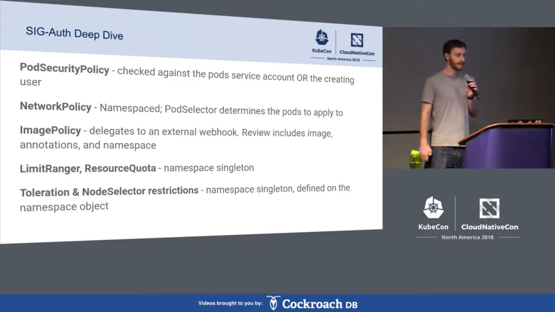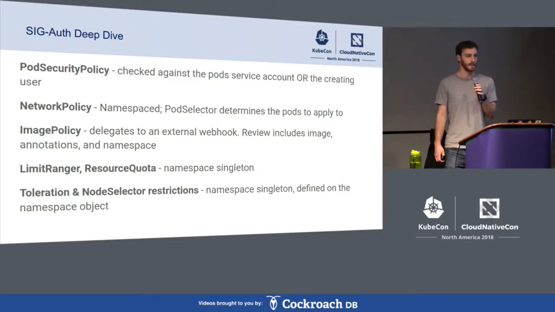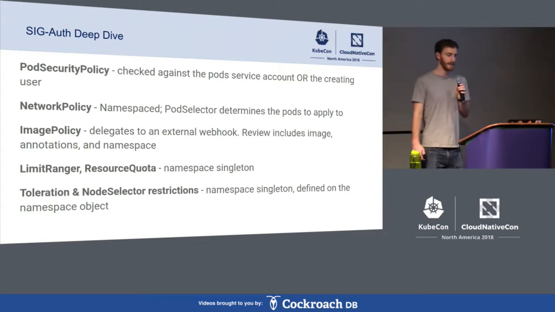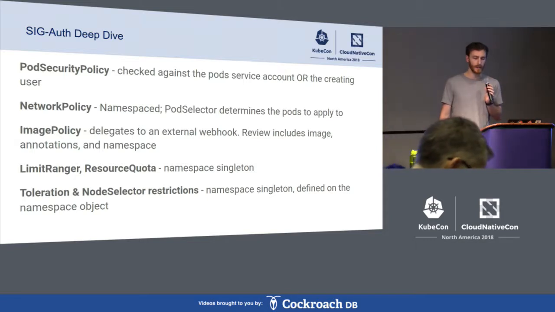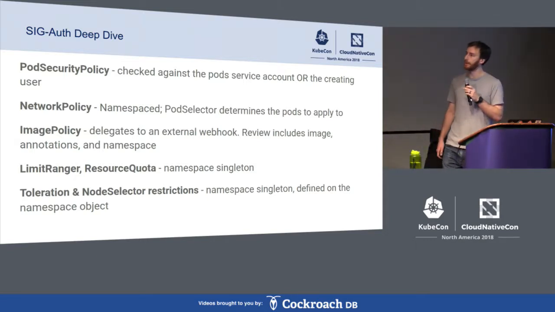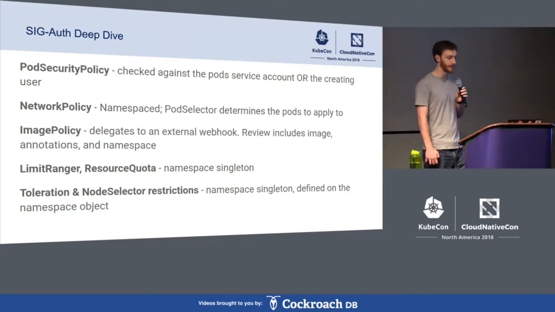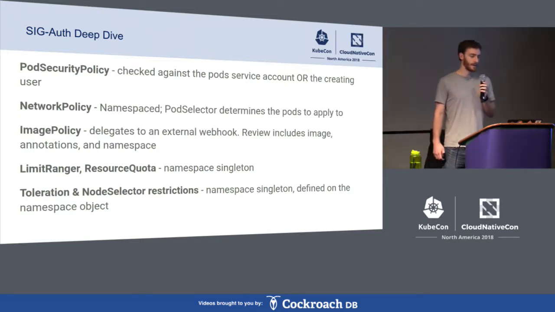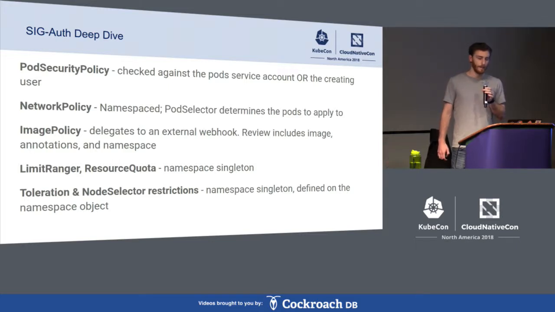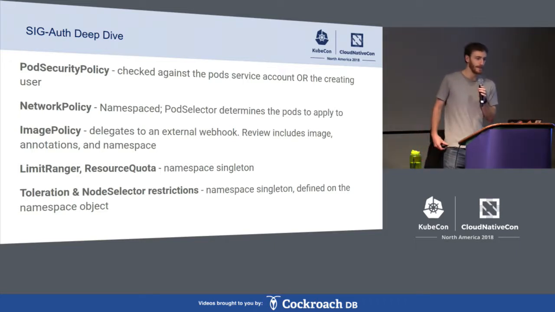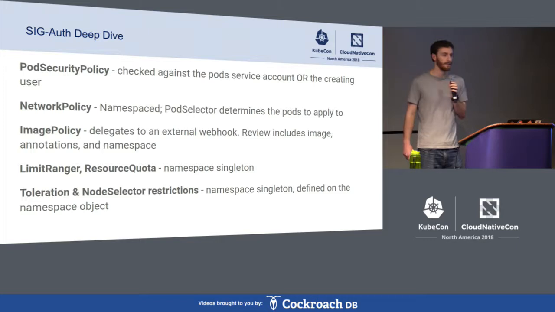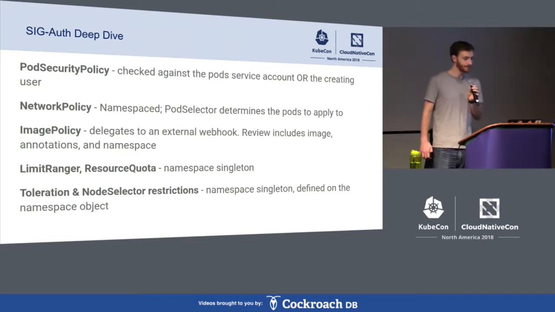Network policy is namespaced, and then a pod selector determines which pods it is applied to. Image policy is delegated entirely to a webhook, and the review request itself includes the image, annotations, and namespace, so it's kind of up to the webhook to decide what to do with that. Limit ranger and resource quota are basically namespaced singletons, but Kubernetes doesn't really support singleton resources, so this is kind of strange. And toleration and node selector are also namespace singletons, but this time just attached to the namespace object.